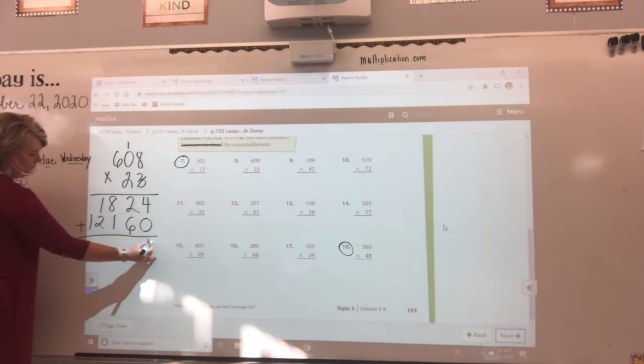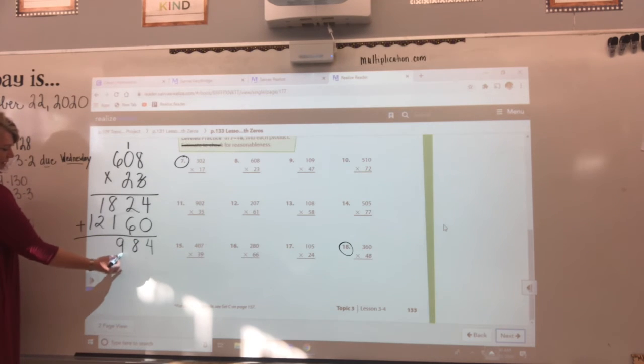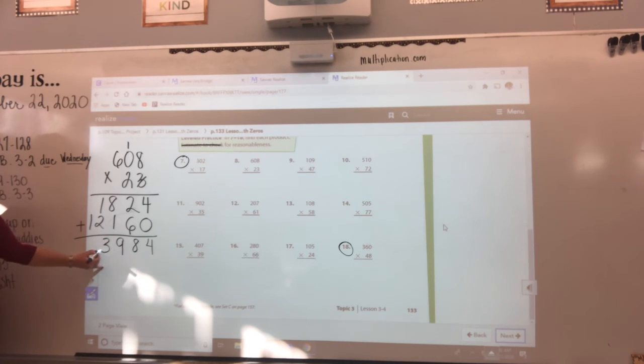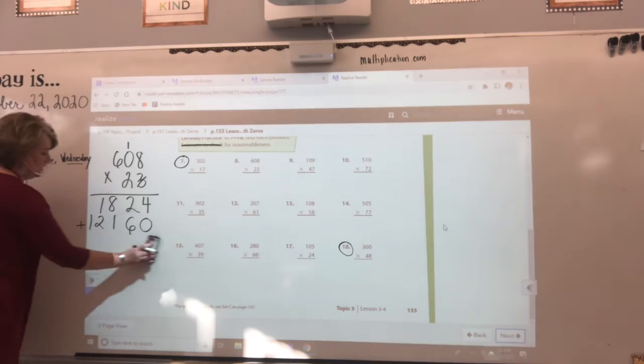4 and 0 is 4. 6 and 2 is 8. 8 and 1 is 9. 2 and 1 is 3. And 1 and nothing is 1. The main part of the lesson today is that when you multiply times 0, you still have to add the carry. Okay, I'm going to say that again. Look at me. When you multiply times 0, you still have to add the carry. Thumbs up? Okay, we'll do one more.